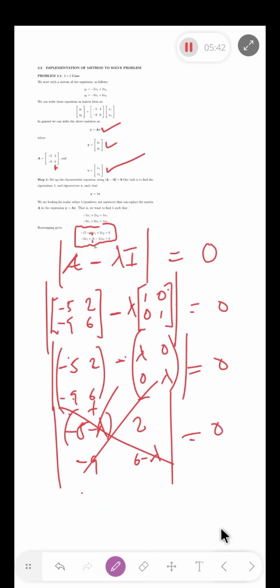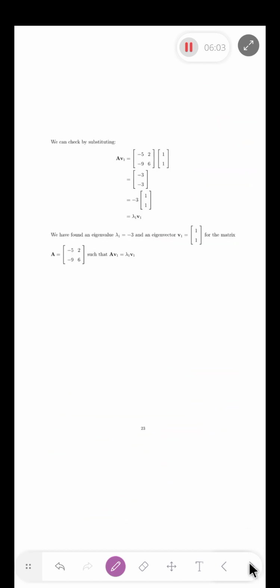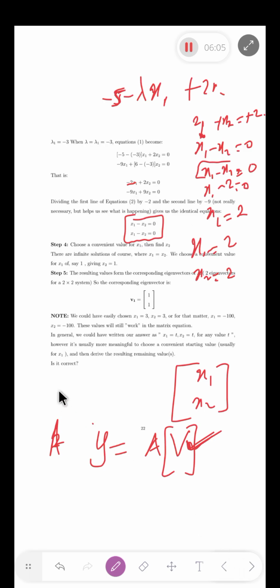What was our v? Our definition for v is, see it here, eigenvector x1 and x2. So our x1 and x2 is just 1, 1. We got it as 2, 2. That's what we got, 2, 2. So no matter what you use, there are a variety of answers. You can actually get different answers for eigenvectors, just like I've stated here. I said here, choose a convenient value for x1 and x2, anyone you want. There are infinite solutions, of course. x1 is equal to x2, so you can get any variety of solution.